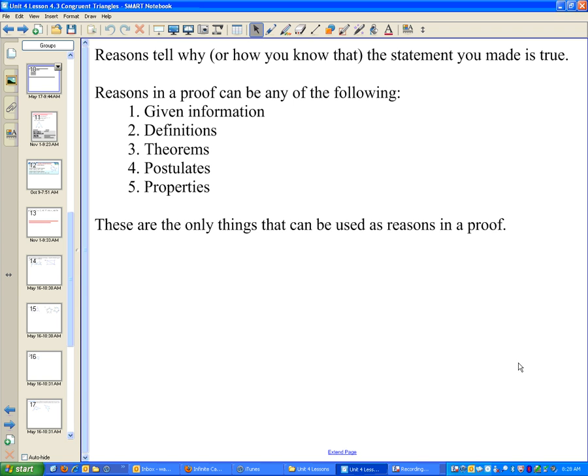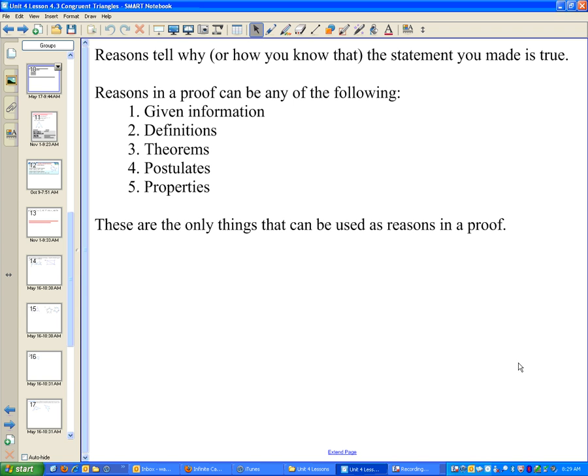Now, reasons that we put in a proof tell why or how you know that the statement you made is true. So if I make a statement that the measure of angle A plus the measure of angle B plus the measure of angle C equals 180, I have to have a reason that tells why I know that's true. It's probably the triangle angle sum theorem. Or if I state that angle 1 and angle 2 are supplementary, I need to have a reason. The reason could be because angle 1 and angle 2 form a linear pair, and linear pairs are supplementary. Okay? So you got to have reasons.